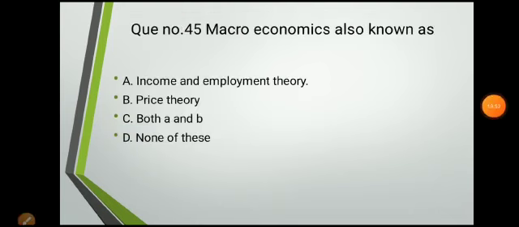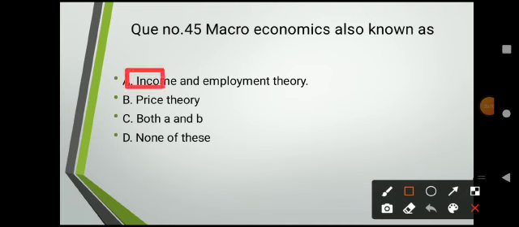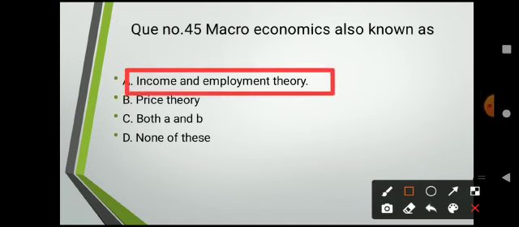Next question, question number 45. Macroeconomics, it is also known as. The options are income and employment theory, price theory, both A and B, and none of these. And the correct option is option A, income and employment theory. It is the alternate name for macroeconomics, and microeconomics is also known as price theory.